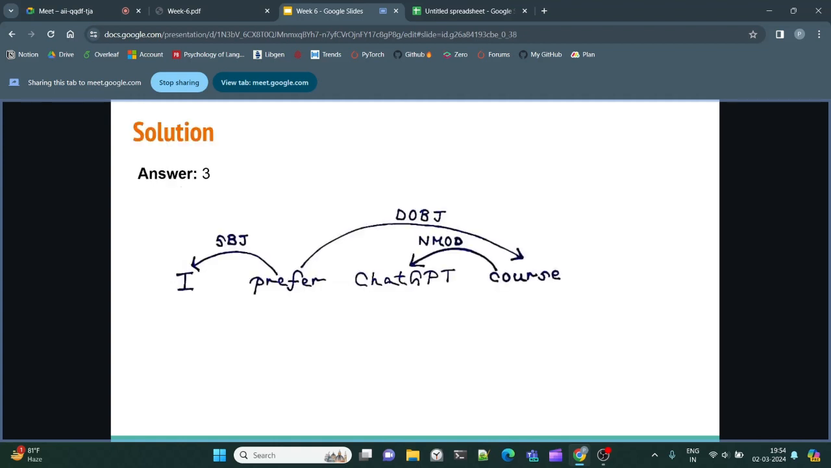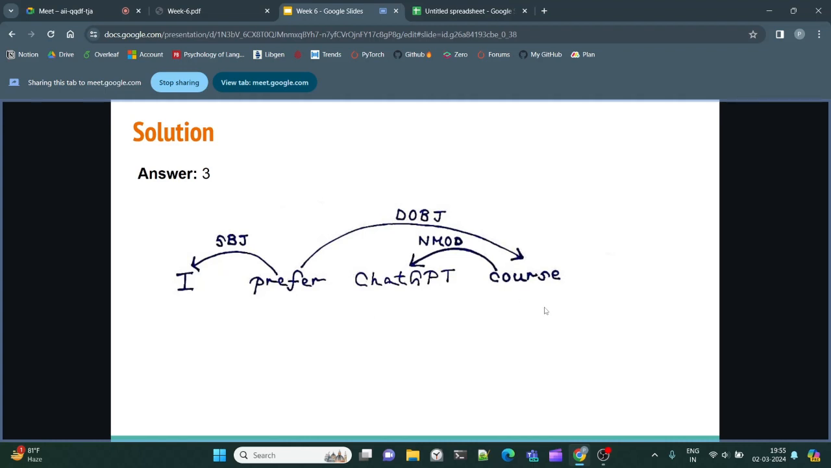First we need to know the gold standard dependency parse for this sentence. Here the sentence was, I prefer ChatGPT course. Prefer, which is the verb, is the root, or the head. The corresponding dependencies are, first, a subject dependency to I, so I is the subject. Another one is a direct object, which is course. And ChatGPT specifies what kind of course it is that I prefer. It further specifies the noun here, so it's a noun modifier. This is what is given to us.